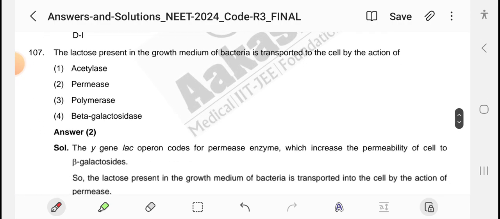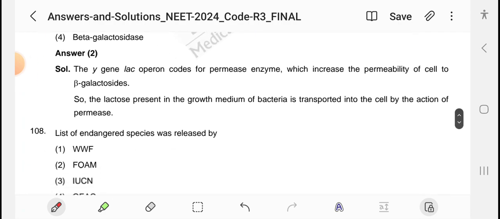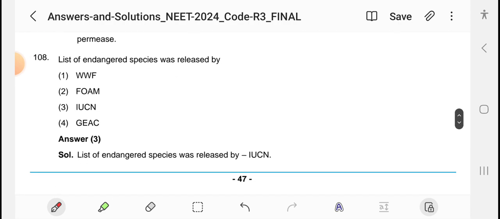So your next question, the lactose present in growth medium of bacteria is transported to the cell by the action of. So the correct option would be option number 2, permease. So your next question, list of endangered species was released by. This is also a very easy question. So the option would be option number 3.